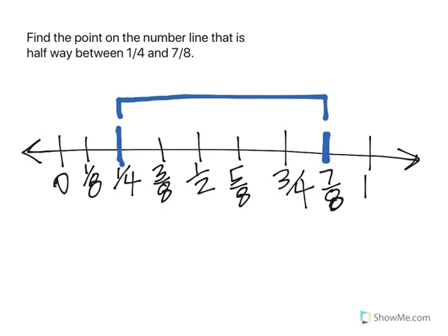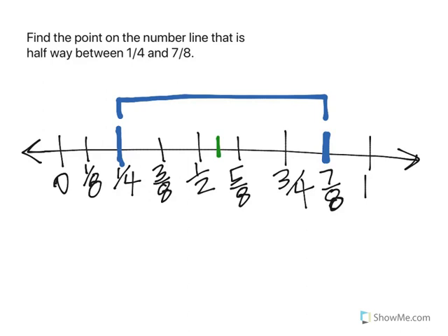If I count the spaces that are 1/8 between 1/4 and 7/8, I have 1, 2, 3, 4, 5 spaces. And going halfway between those could be hard because there's only 5, and 5 is not divisible by 2, but I can just split my pieces in half. So I could say, well, here's 2 spaces, here's 2 spaces, so I'm going right in half. That's one way to think about it.